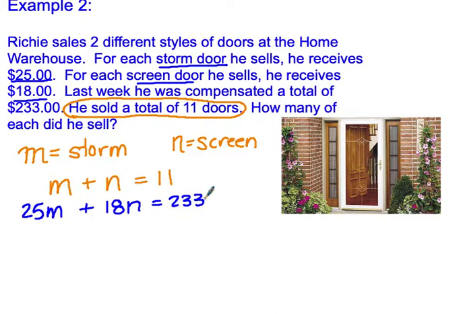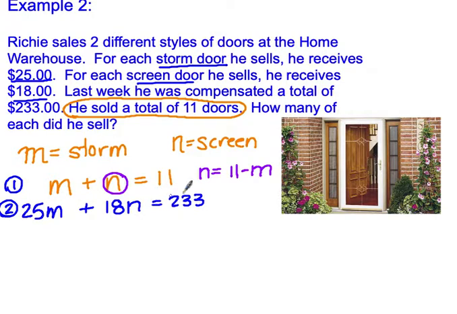All right, now from Algebra 1, you'll remember solving equations with 2 variables by either using elimination or by using substitution. It doesn't matter which method you use, but I'm going to do this one by substitution. So I've got 2 equations. I'm going to take the first equation and manipulate it. I'm going to solve for either the m or the n at this point. It doesn't matter. So I'm going to rearrange this and get n by itself. So n is equal to 11 minus the number of storm doors.